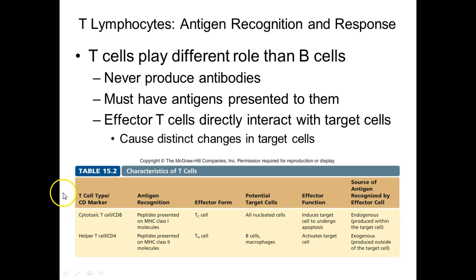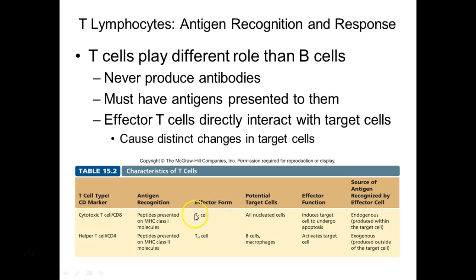As their name implies, they're helpers. So helper T cell should always be synonymous with CD4 for you now. The important thing about that is that it can communicate with MHC class 2, which is found on your antigen presenting cells, right? Your B cells, your macrophages, your dendritic cells. It's going to help B cells and macrophages, but typically it's going to be activated by your dendritic cells.